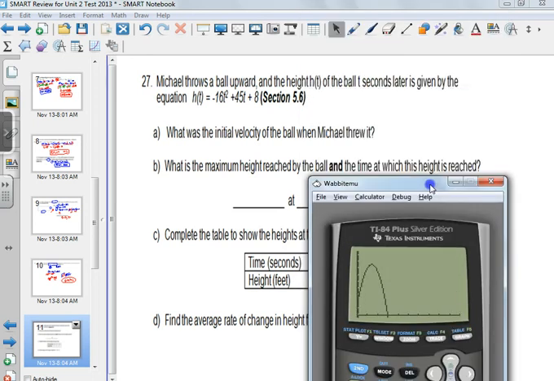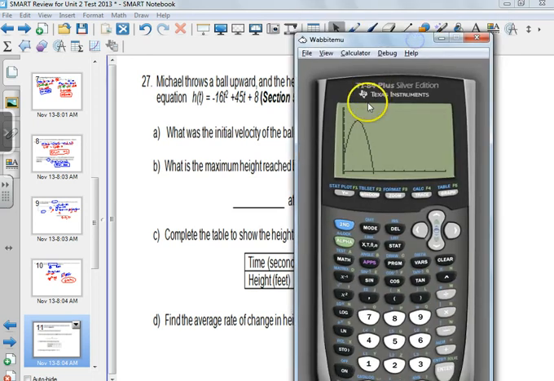Now the question is, what's the maximum height and when did it get there? So we need to find the maximum height on our calculator. We're going to use the calc menu. So second, trace, and you're going to go down to choose number 4, which is called the maximum finder. And then it says left bound question mark.